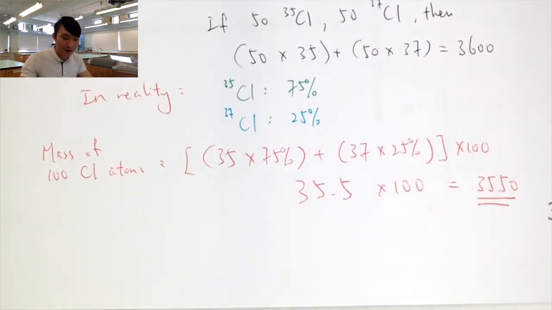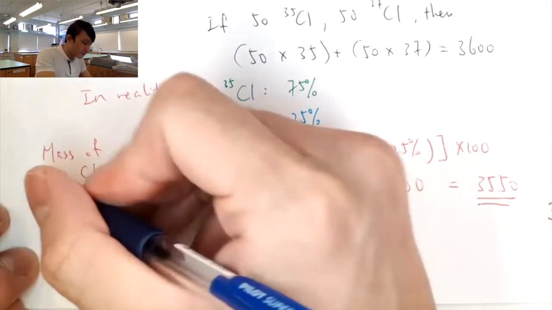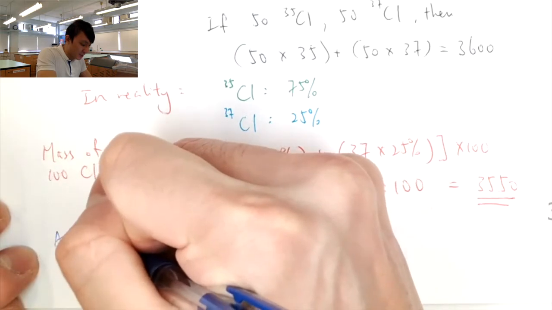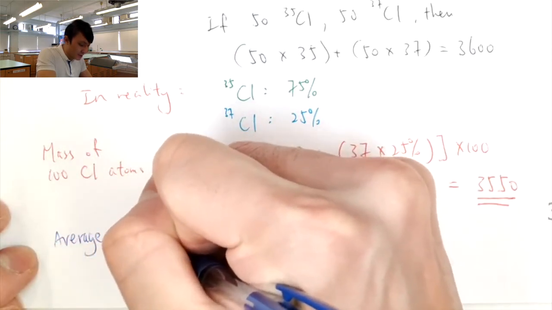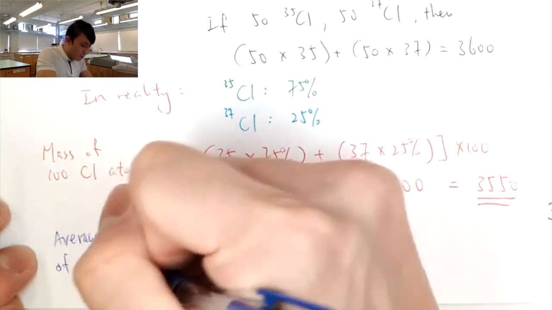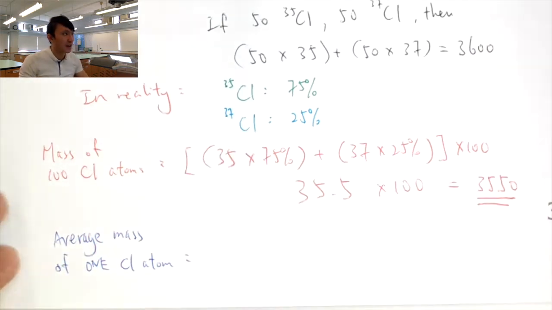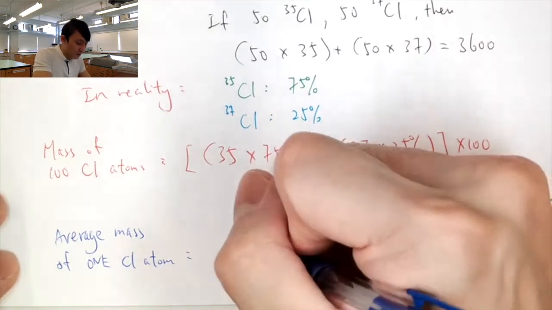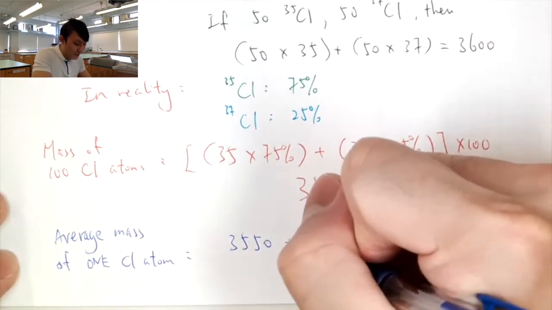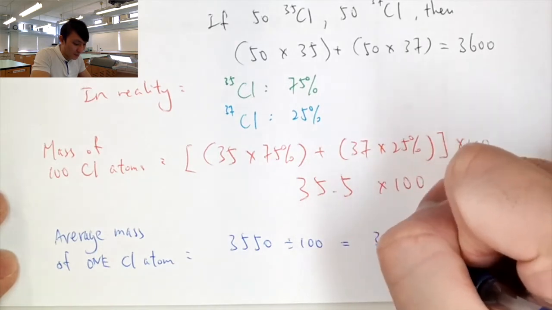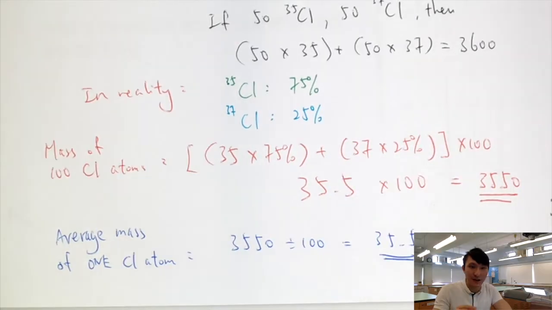3,550, all right? So at the end, if I want to find out the average mass of one chlorine atom, then it has to be 3,550 divided by 100, which is 35.5, right? You realize that it doesn't make sense if each atom is 35.5 because these are all the relative mass, right?